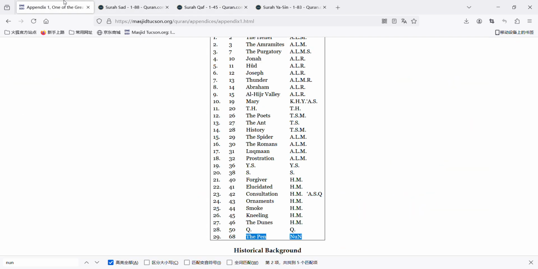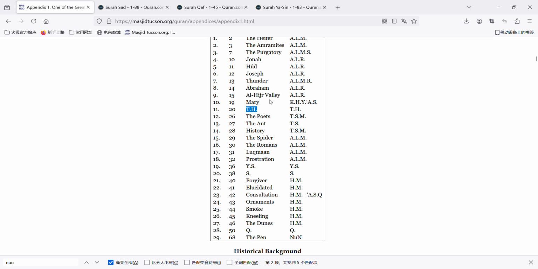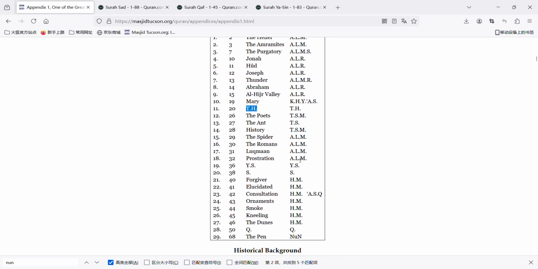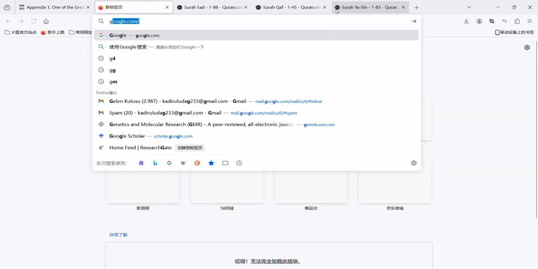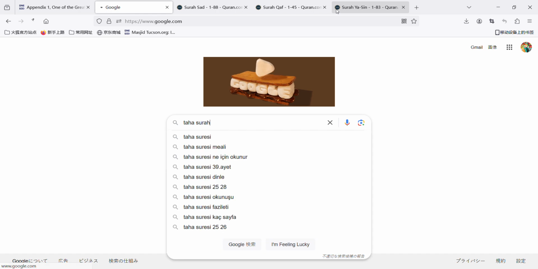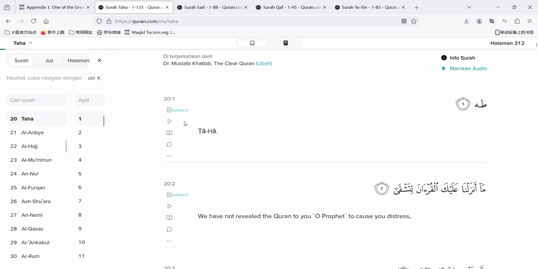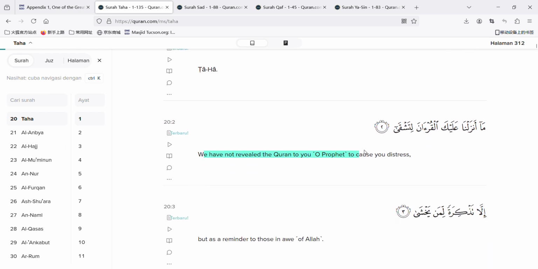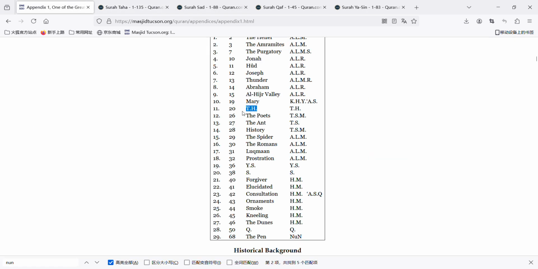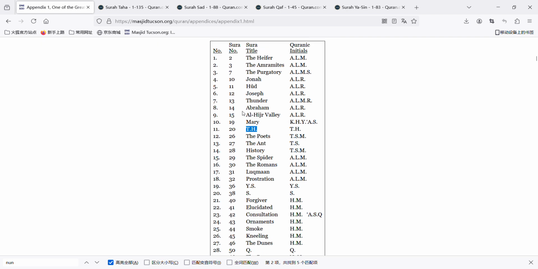You are questioning this. So another thing, Kaf, I think Taha is the last one. If Taha is like that, it proves our hypothesis that if one initial is used, it is always referring to the Quran. Let's see. I forgot the Taha Surah's first two verses. We have not revealed the Quran to you, to the Prophet, to cause you distress. So it's referring to the Quran too. So then our hypothesis was confirmed, and there is a structure in the Quran.